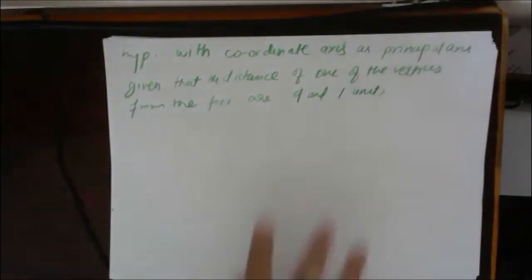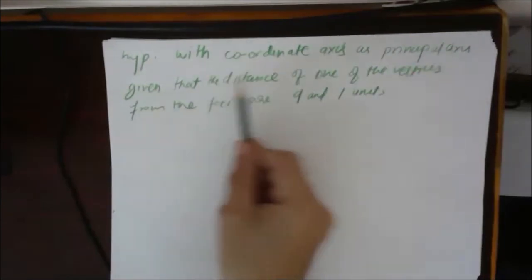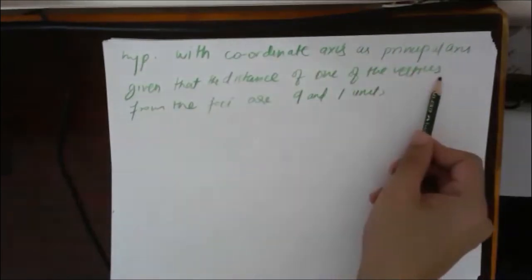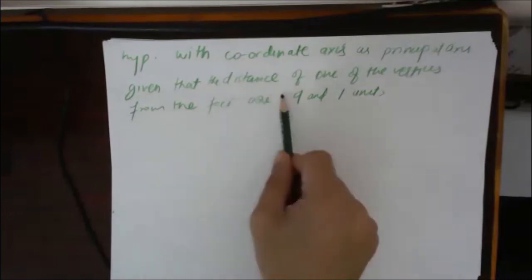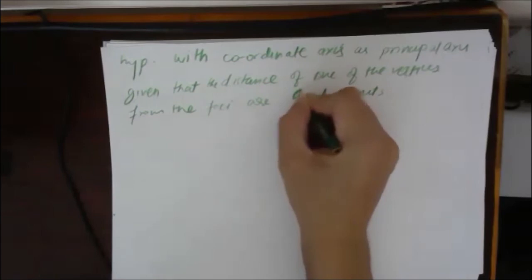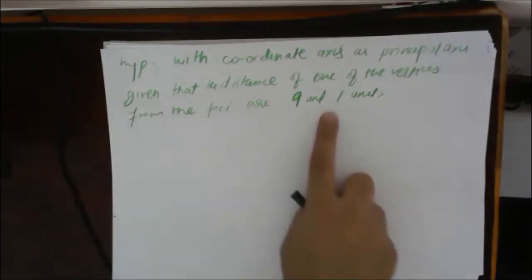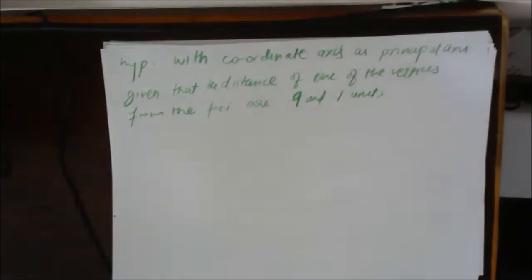Okay, so you have to find the equation of the hyperbola with coordinate axis as principal axis, given that the distance of one of the vertices from the foci are 9 and 1 unit. It will have two foci, right? So this nearer one is 1 unit, the farther away one is 9 units.